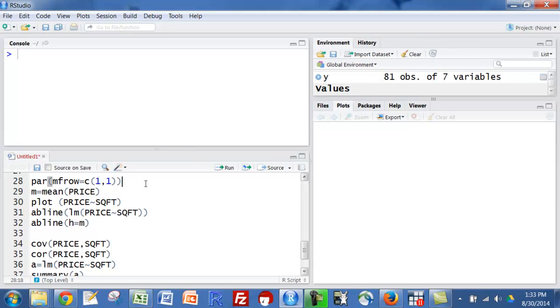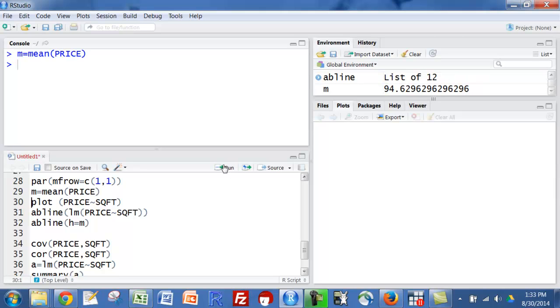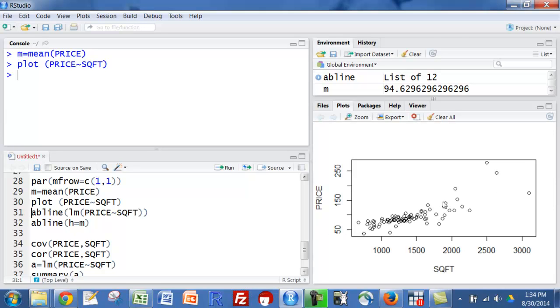Drop that back over. I'm going to let M equal the mean of price. I'll explain why in just a minute, but just bear with me. And then I'm going to plot price by square feet. Now you can see I have a scatter plot with square feet and price. Actually, I think I'm going to do one thing here.